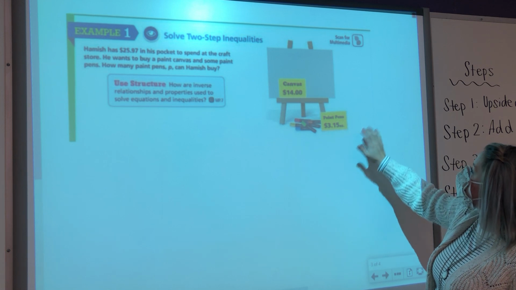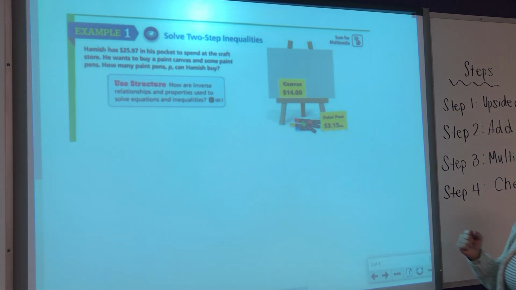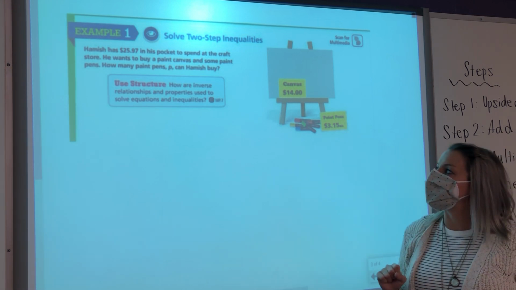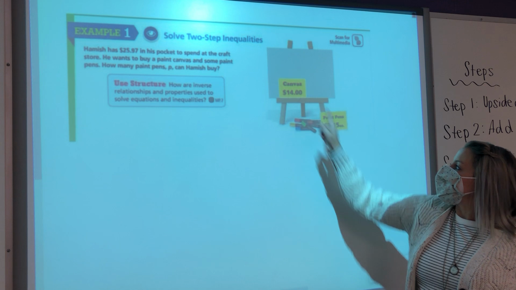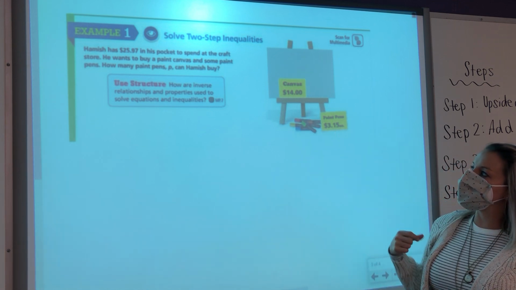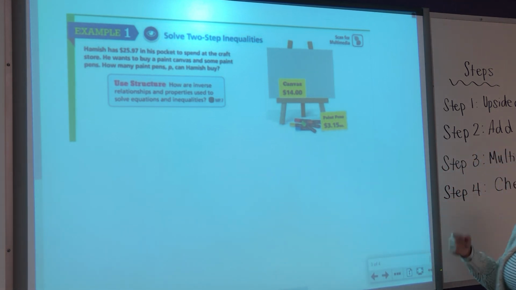Our first problem today says Hamish has $25.97 in his pocket to spend at the craft store. He wants to buy a paint canvas and some paint pens. How many paint pens can Hamish buy? Okay, so he has $25.97 to spend. What does that mean for us? That's his total.